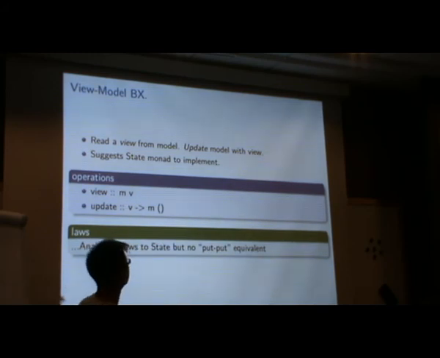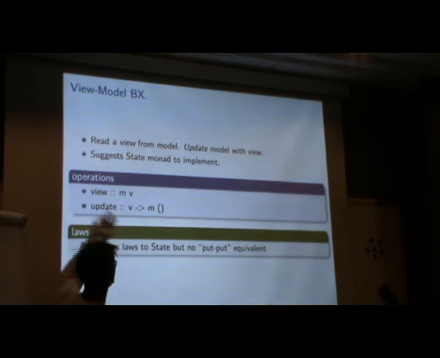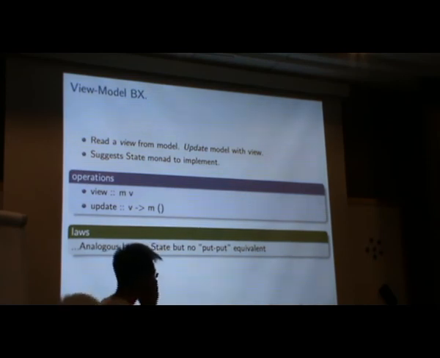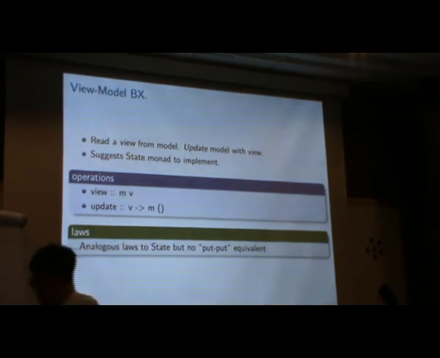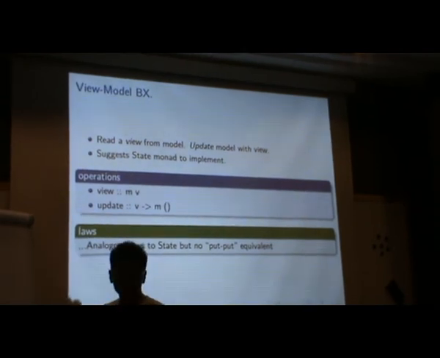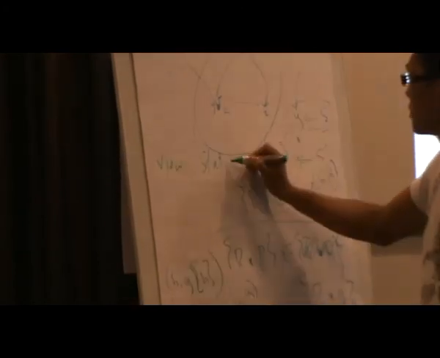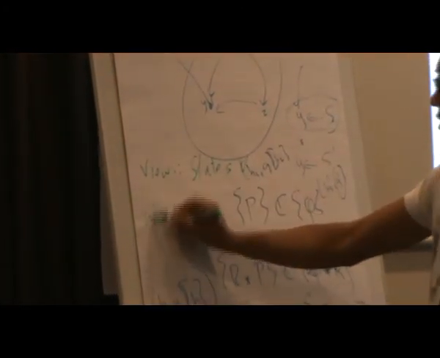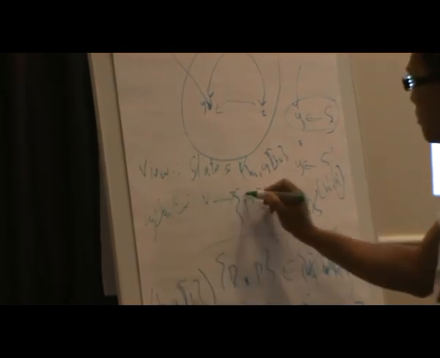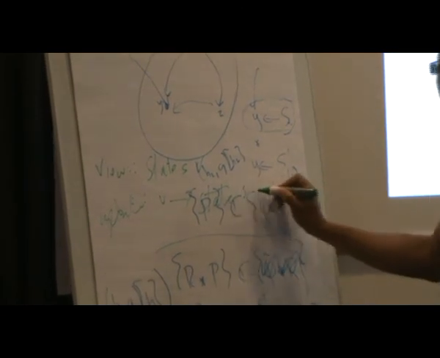That suggests the state monad to be a good candidate to implement this kind of idea. So we have a view and an update operation, and they have the same type as the get and the put operations. Although it's worth noting that the M is the same M as before. So for view, for example, this is a state as v. Update takes v to a state. This is update.